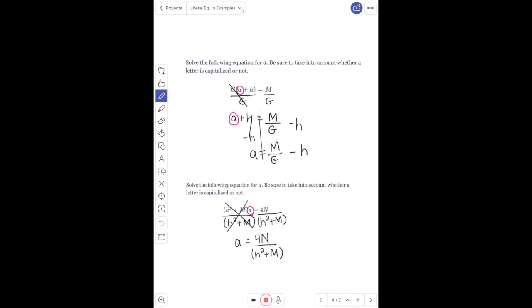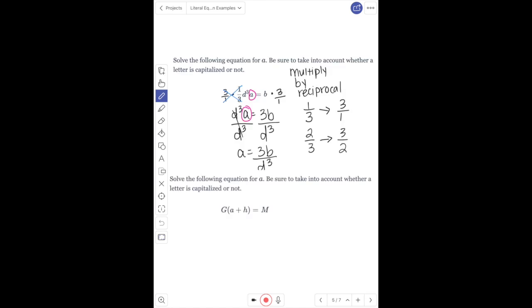Now, I believe we just did this problem, so I'm going to skip this problem right here.